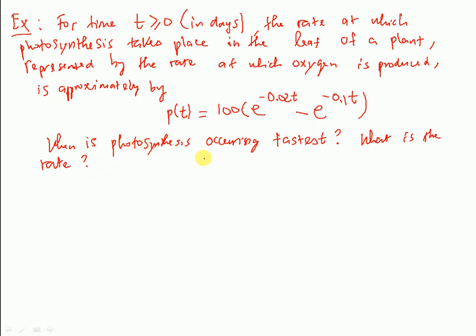So when is photosynthesis occurring fastest? Or when is the time that this function gives you the largest value? In other words, we are trying to find the global max for this problem. And what is the rate, or what is that value? Okay, so again, in order to find the global max, we must find the critical point. All right, so in order to find the critical point, first find the first derivative, or P prime of t. So I'm gonna find P prime of t.